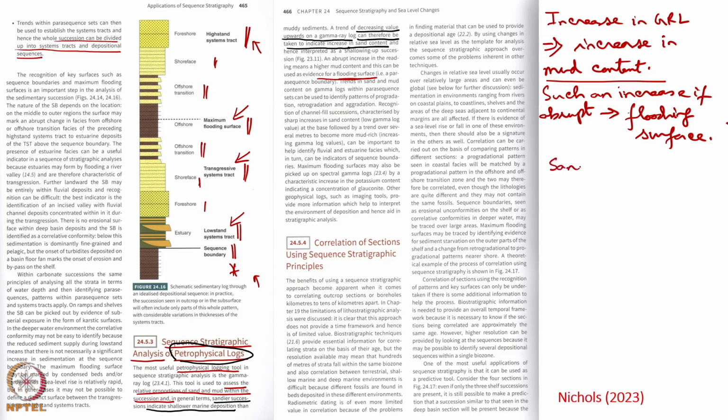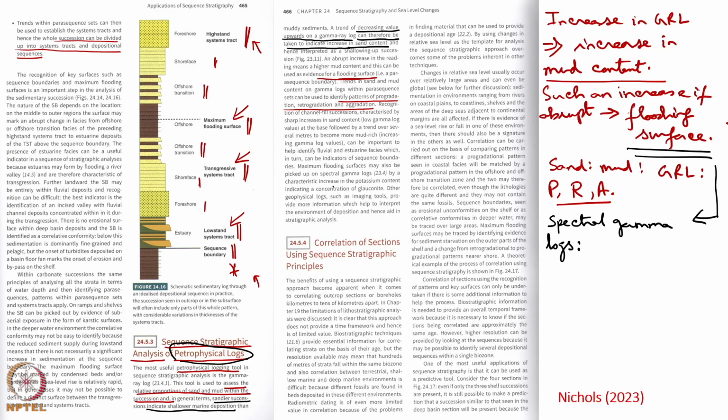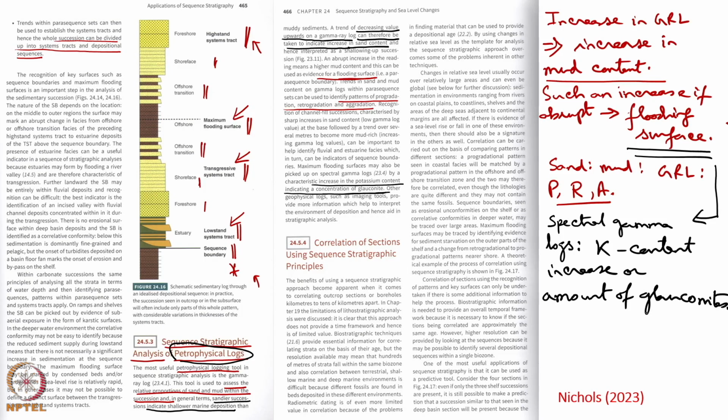Based on the sand-mud ratio that we deduce from the gamma ray log, it is possible to identify patterns of progradation, retrogradation and aggradation. There is another way of identifying the flooding surface, and this can be done in spectral gamma logs by noting an increase in the potassium content or in the concentration of glauconite. Glauconite is a green mica usually produced in the shallow marine environment.